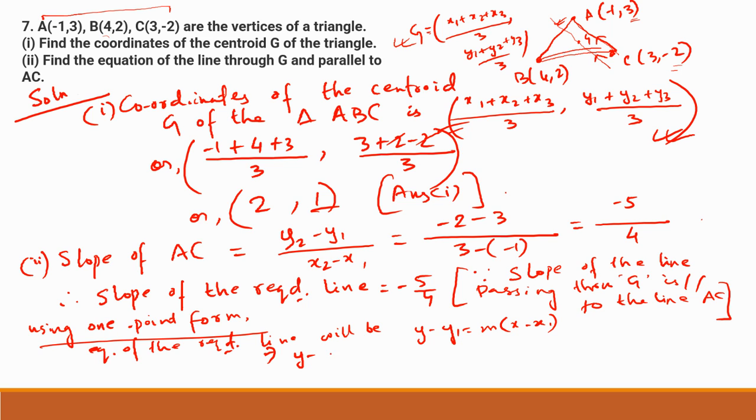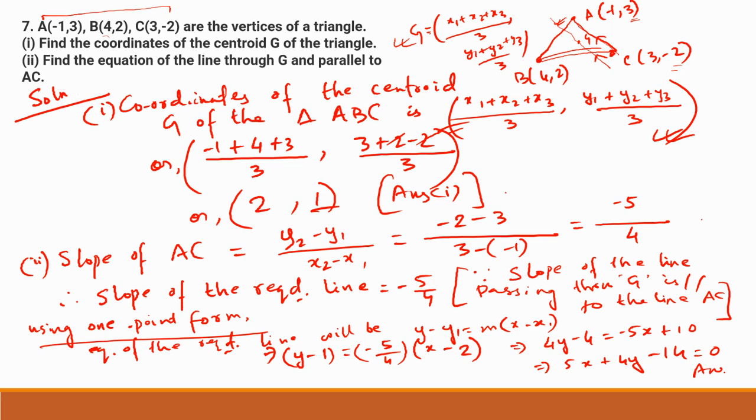The ordinate of G is 1, right? And m is 5 by 4, minus 5 by 4, and x is x minus x1, the abscissa of G is 2, right? X minus 2. So from here you will get 4y minus 4 equals minus 5x plus 10. So you will get 5x plus 4y minus 14 equals 0. This will be your required answer.